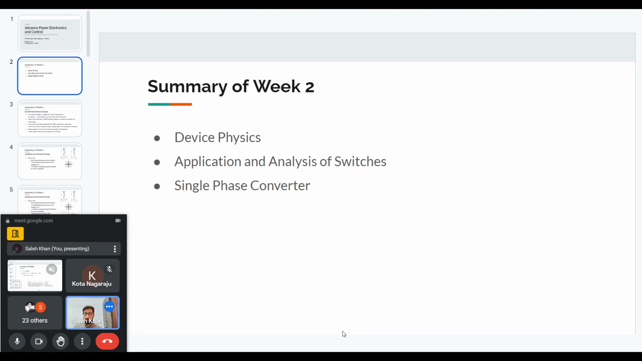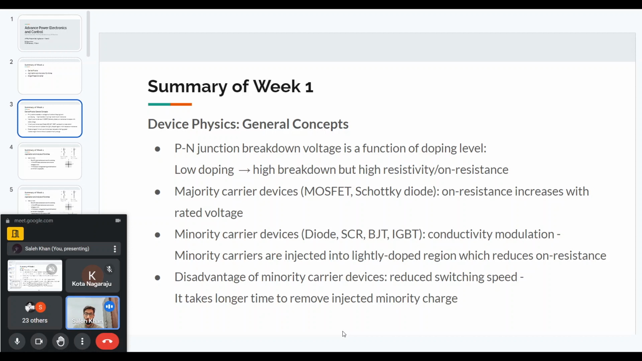Okay, so in the second week, the first topic taught was the continuation of the device physics. The second was application and analysis of switches, which included snubber circuits, gate drivers, and a generic converter. Then the course moved on to single phase converters, basically AC to DC rectifiers, uncontrolled, and we've started with controlled rectifiers as well.